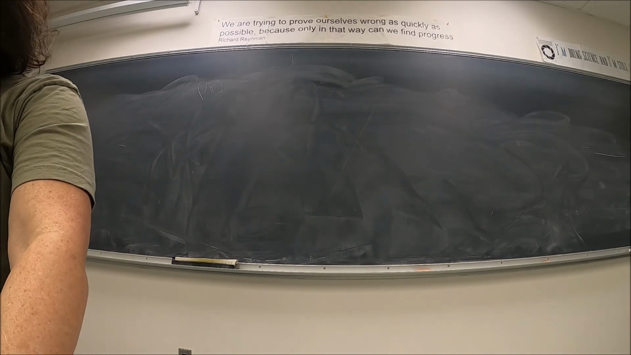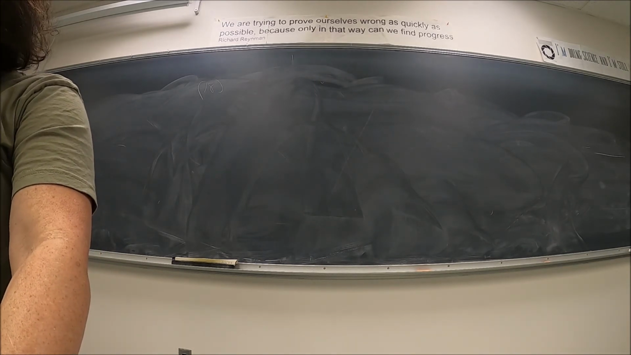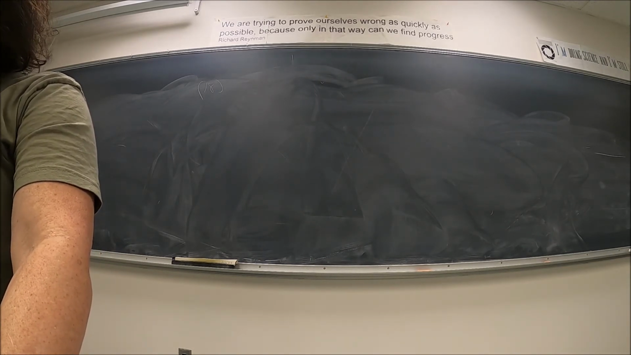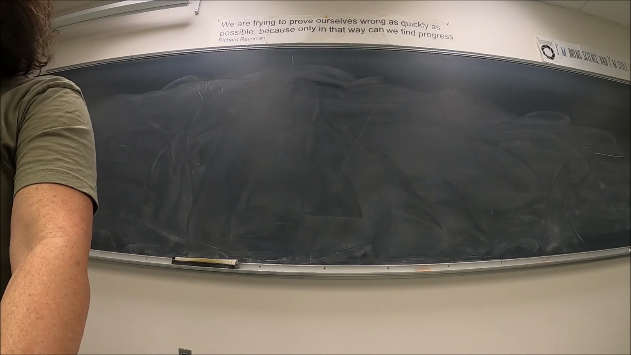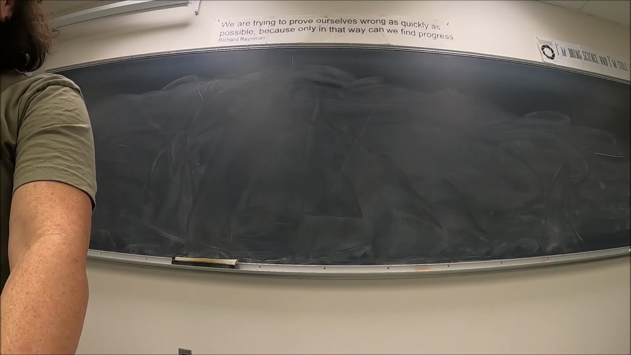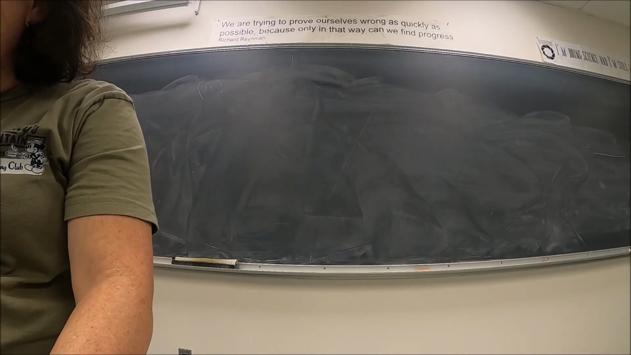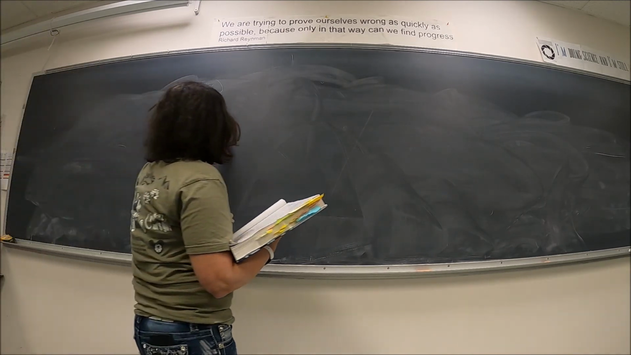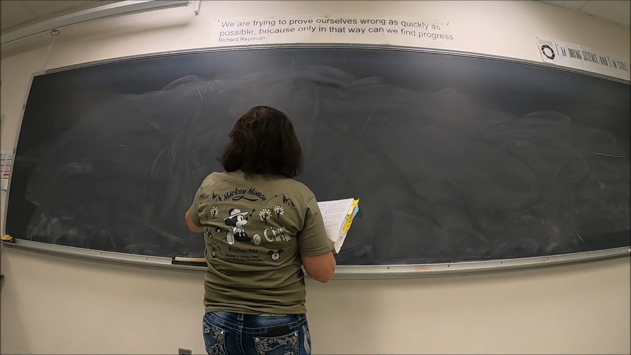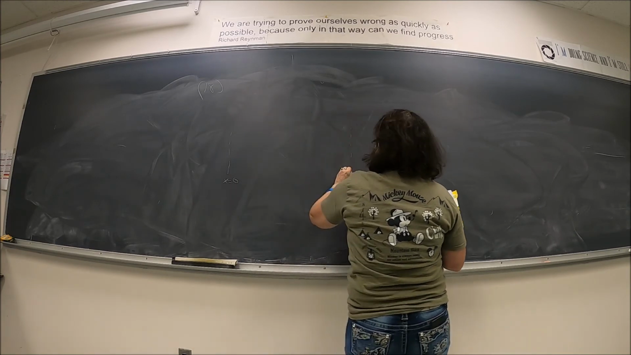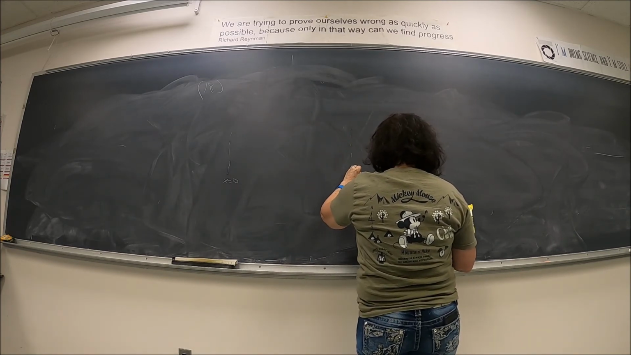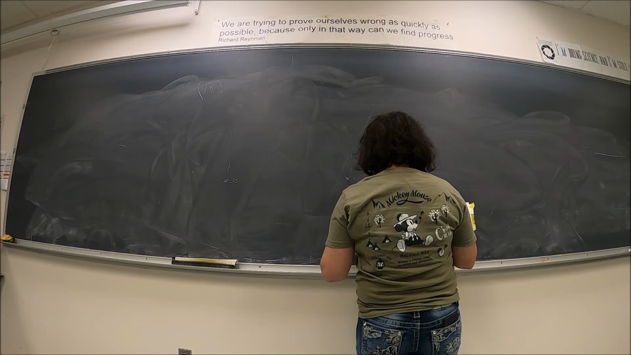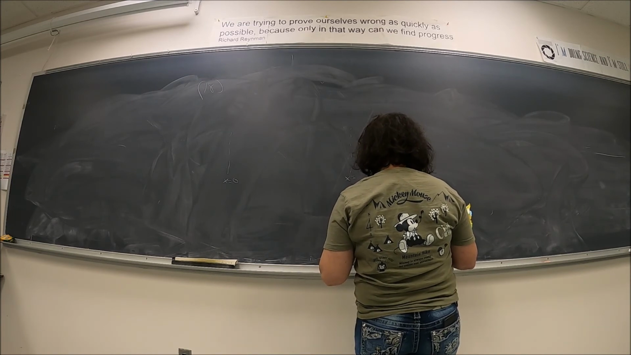Problem 18 says a Porsche challenges a Honda to a 400-meter race. Because the Porsche accelerates at 3.5 meters per second squared, which is larger than the Honda's 3.0 meters per second squared, the Honda gets a 1-second head start. Who wins and by how many seconds? So here's our starting line, x equals 0. And they're coming out here to x equals 400 meters.